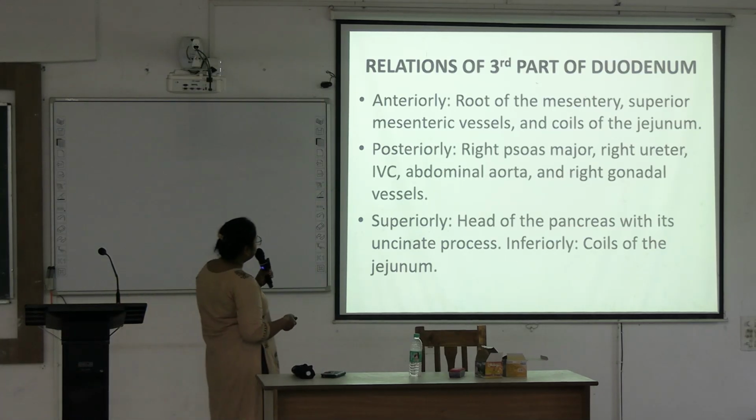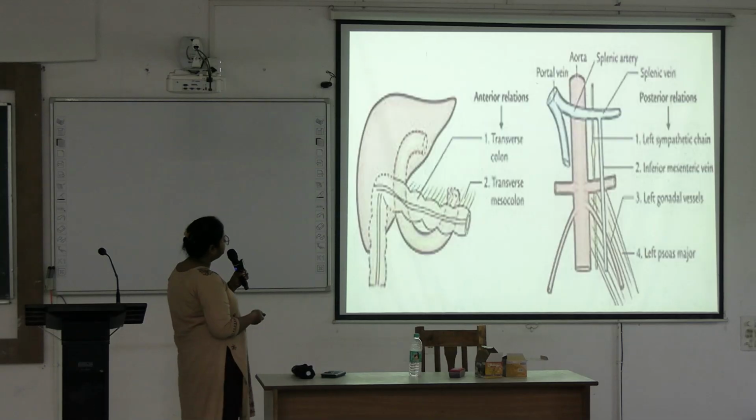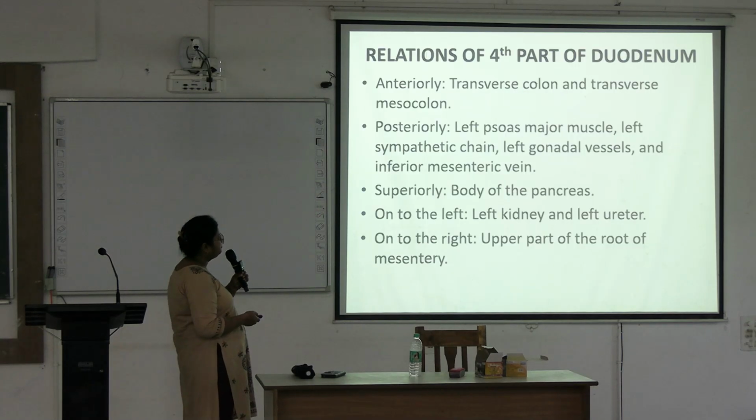Okay, so these are the relations of the third part. Here you can see this is the third part, and these are the relations. Anterior relations, you can see the transverse colon, transverse mesocolon, and these are the posterior relations. All these structures are lying posteriorly: psoas major muscle, gonadal vessels, inferior vena cava, all these are lying posteriorly.